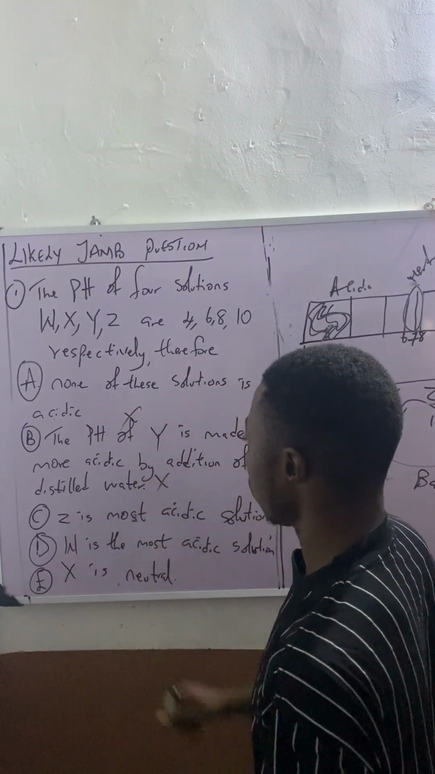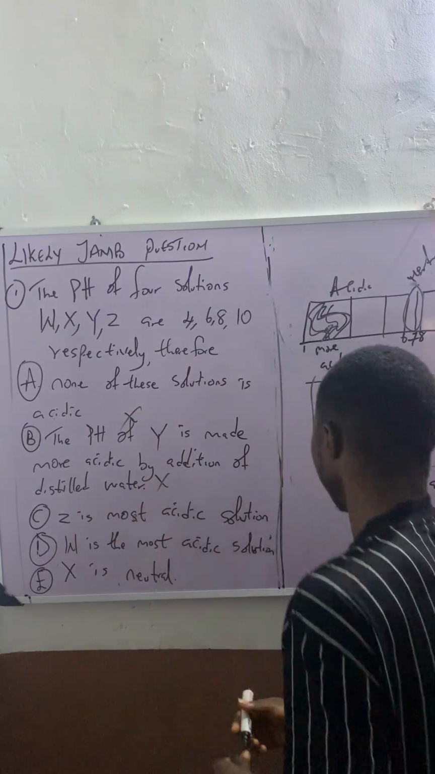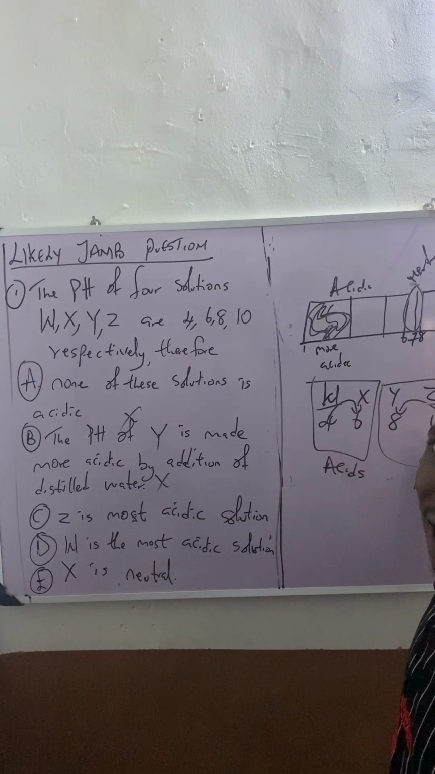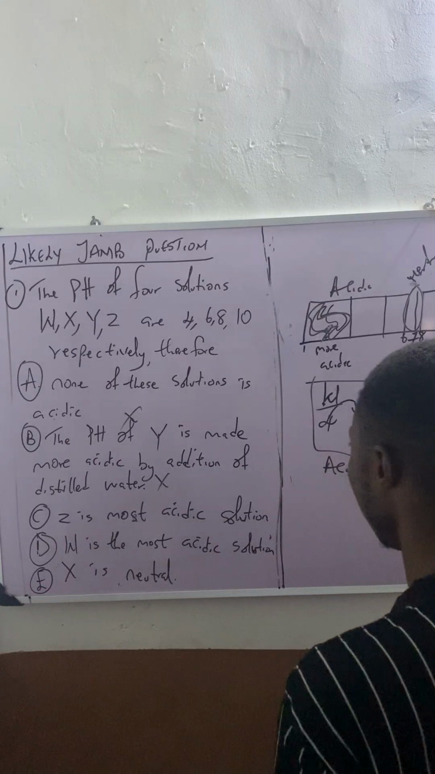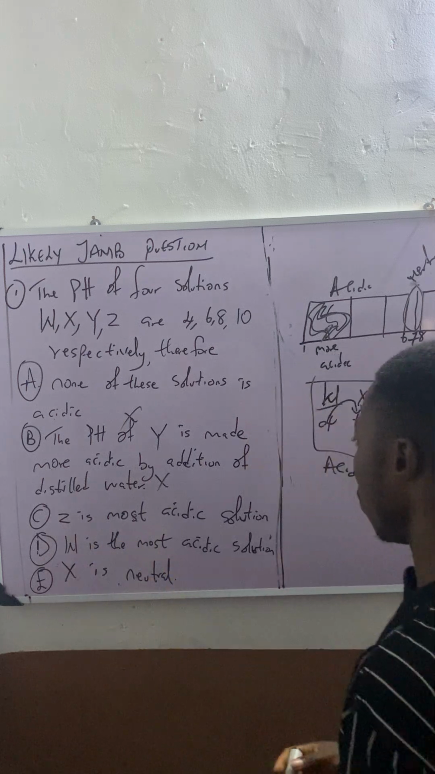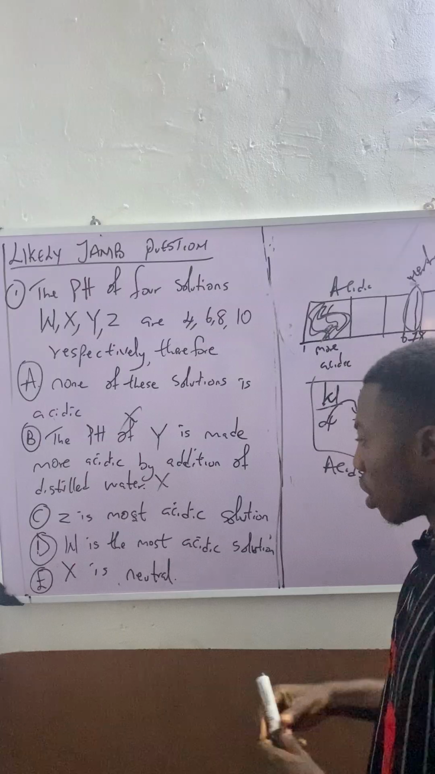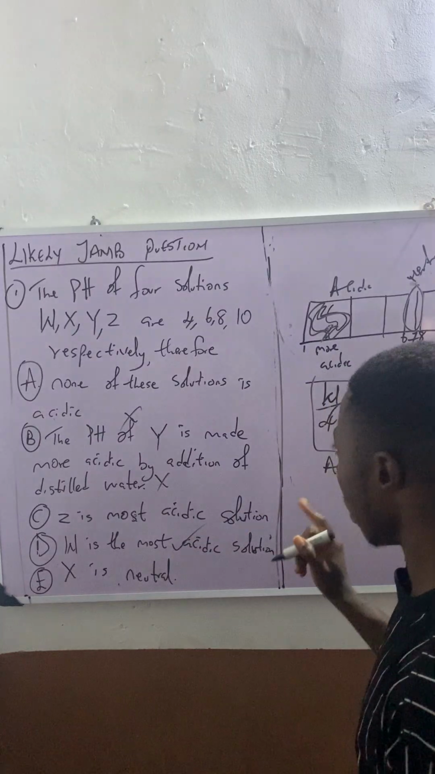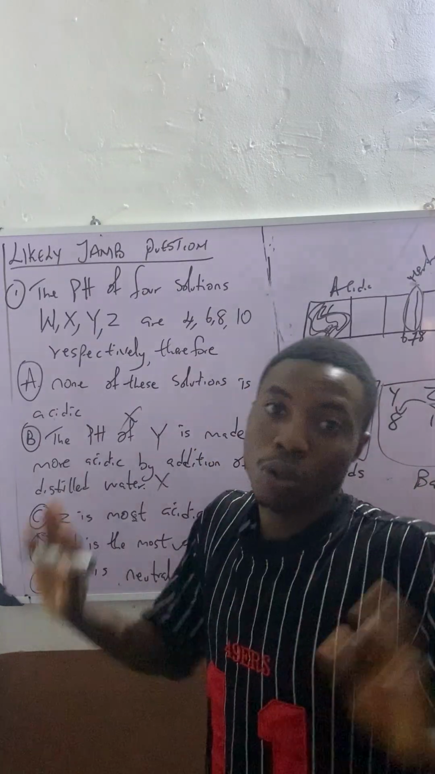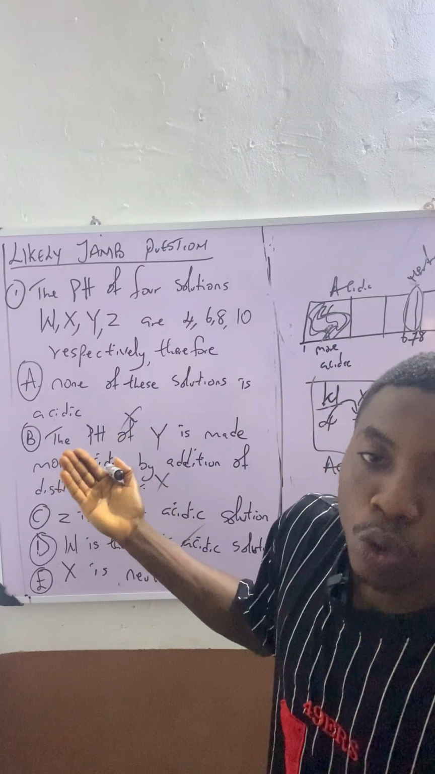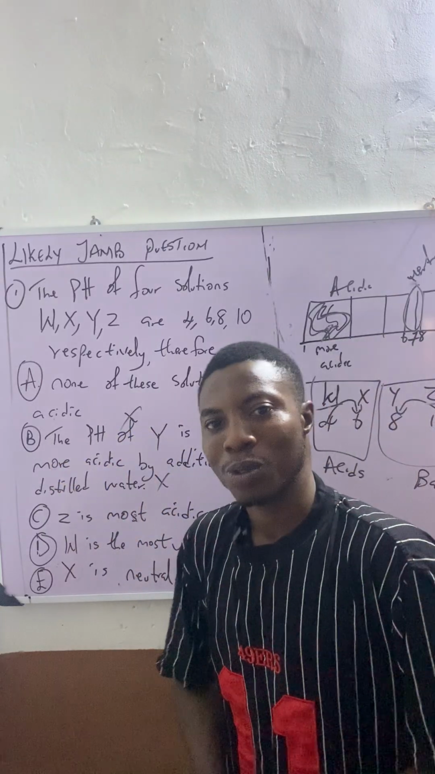So this is out. Now we have Z is the most acidic. Is Z the most acidic? Z is not even an acid. Look at it here. Z is not even an acid. Now, W is the most acidic solution. Yes, it's the most acidic solution. So we'll pick this one. Wait for the next. X is neutral. There is no neutral element in here. Is there any neutral element? No. So that's it for that first question.